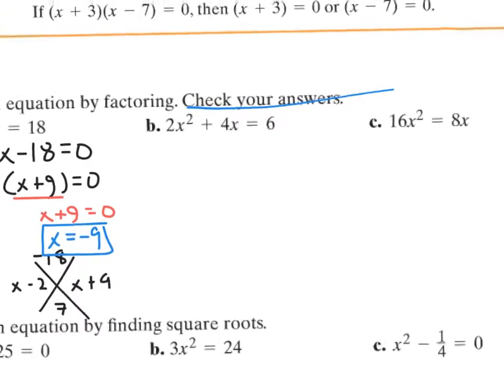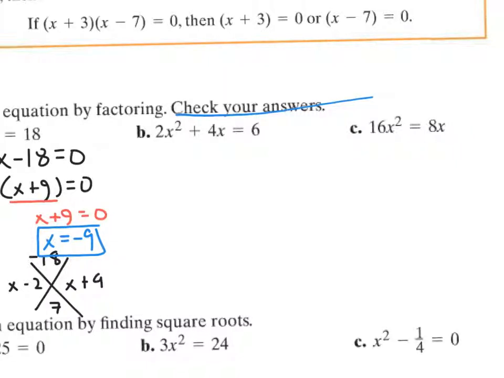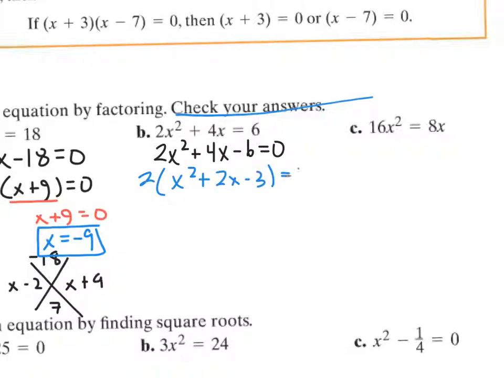Okay, B, solve by factoring. So I'm going to get one side equal to 0 again. So 2x squared plus 4x minus 6 equals 0. I can recognize right now that there is a greatest common factor. So even if you don't take out the greatest common factor when you're solving this, you can still get the right answer. I'm just going to keep my numbers a little bit smaller.